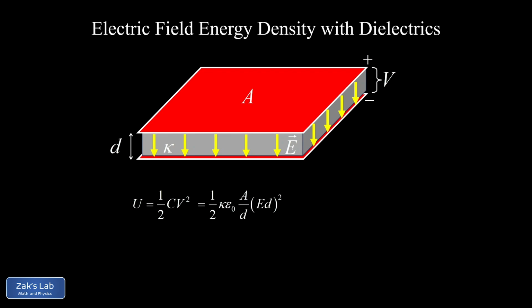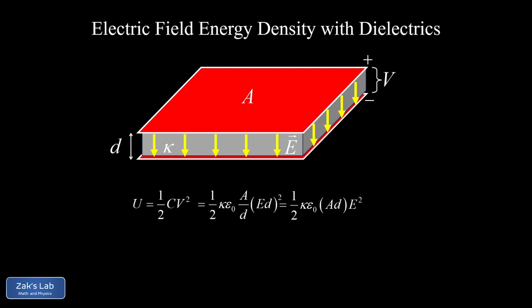And notice that I also replaced V with E times D. That's how we compute a potential difference in a uniform electric field. It's just E times D. So now we're going to square that E times D, and we get E squared D squared, but one of the D's is going to cancel out. And we're left with this expression, 1/2 kappa epsilon 0 A times D times E squared.